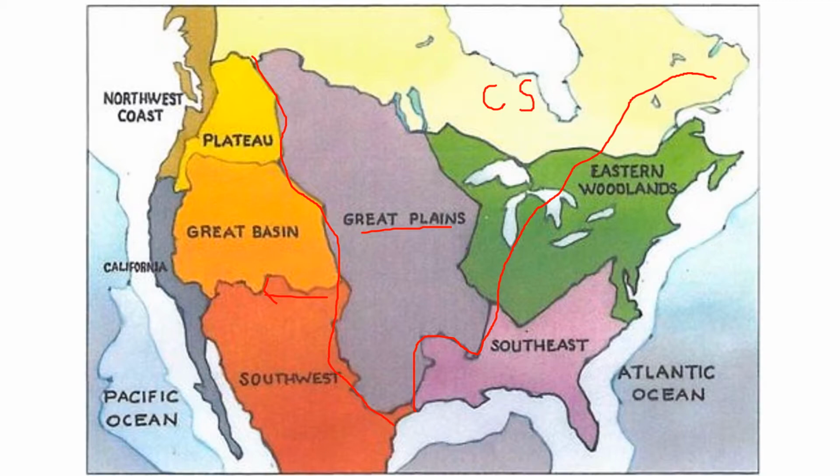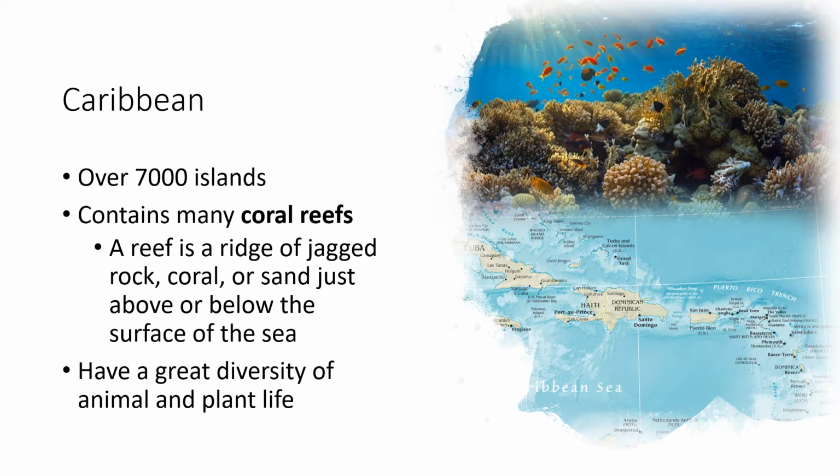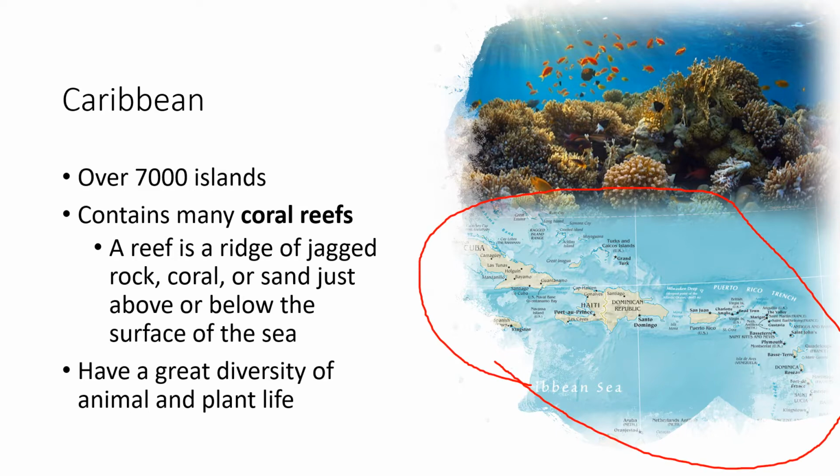Now, the last region in North America we have to focus on is the Caribbean. So if you go southeast of Florida, we have over 7,000 islands that make up the Caribbean region of North America. The Caribbean region is a series of coral reefs. And if you didn't know what a reef was, a reef is jagged rock, coral, or sand that is just below or above the sea level or the surface of water.